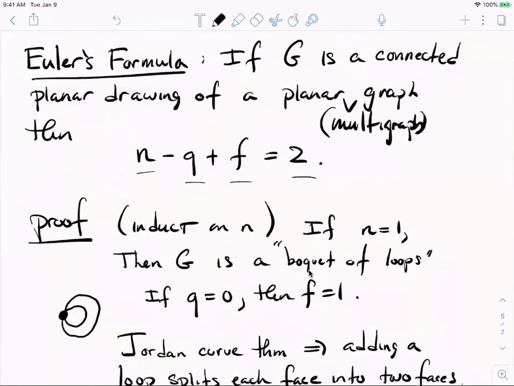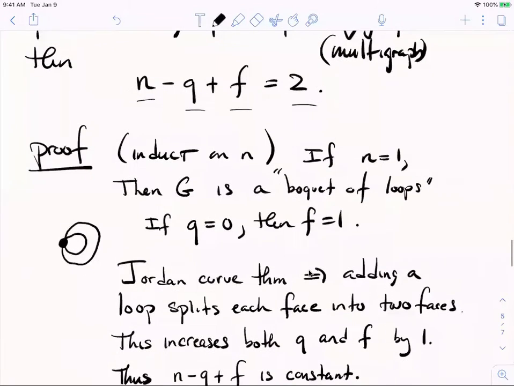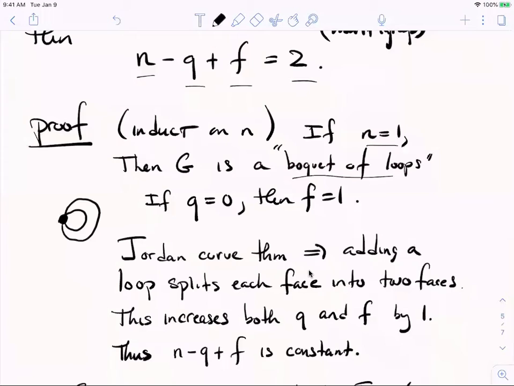Let's check out a proof. My proof's a little different than what's in our book because I'm doing it for multigraphs, but in essence, it's the exact same idea. Okay, so we're going to induct on the order. If you have just one vertex, then your multigraph is just a bunch of loops. People call it a bouquet of loops. If you have just one vertex, you might have no edges, 1 edge, 2 edges, but you can draw it like that. It's a bouquet of loops, a planar multigraph with just one vertex.